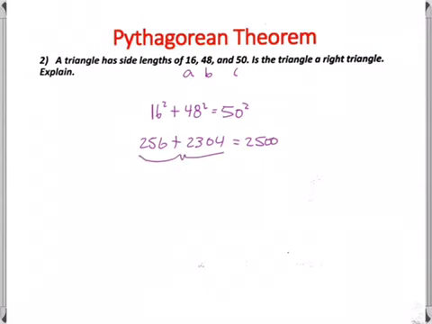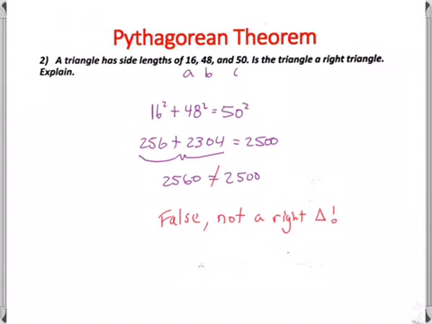We'll add the measurements on the left together. We get 2,560 is equal to 2,500. This is not a true statement. So that means that this is false, and this is not a right triangle. Since those three measurements do not satisfy the Pythagorean theorem, we are not dealing with a right triangle.